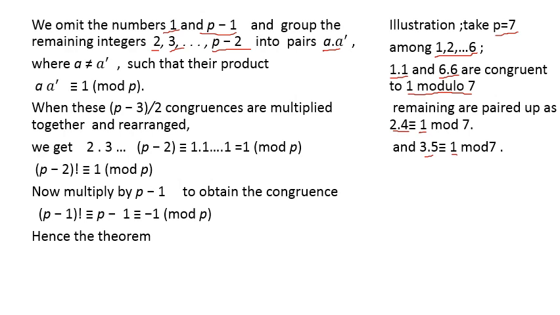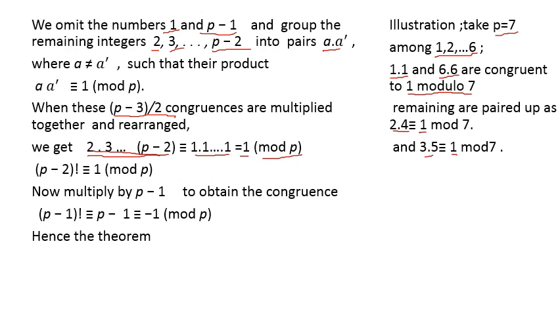Likewise, you take any prime P, the remaining numbers among 2, 3, up to P minus 2 can be clubbed with another number. So we get P minus 3 by 2 pairs. Each pair is congruent to 1. So this whole product is a product of 1 into 1 into 1, P minus 3 by 2 times, and equal to 1 modulo P.